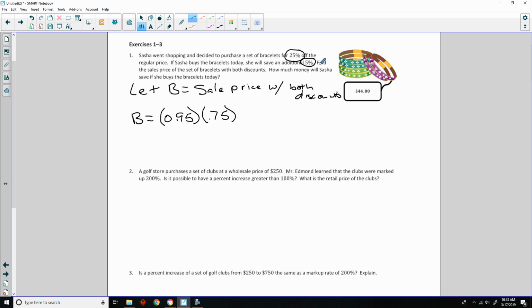So if you take a whole price and you take a 5% discount, you're paying 95%. If you take a 25% discount, that means you're paying 75%. And the price of the bracelet was $44. So we're taking 95% of 75% times $44. So B equals.